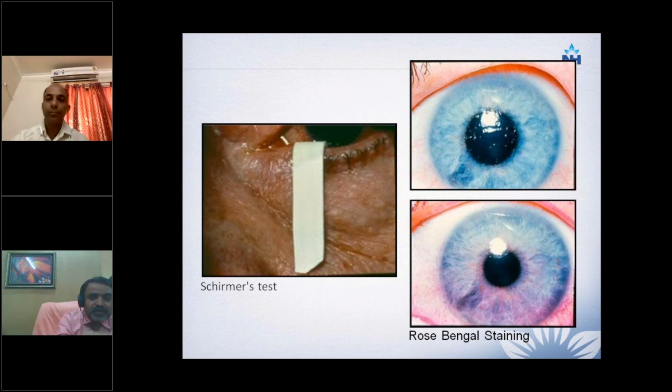If this is put in the outer canthus of the eye, it will be wetted by tears. Keep it for 5 minutes, and if the wetting is less than 5 mm, then it is significant, and if it is more than 10 mm, then it is normal.